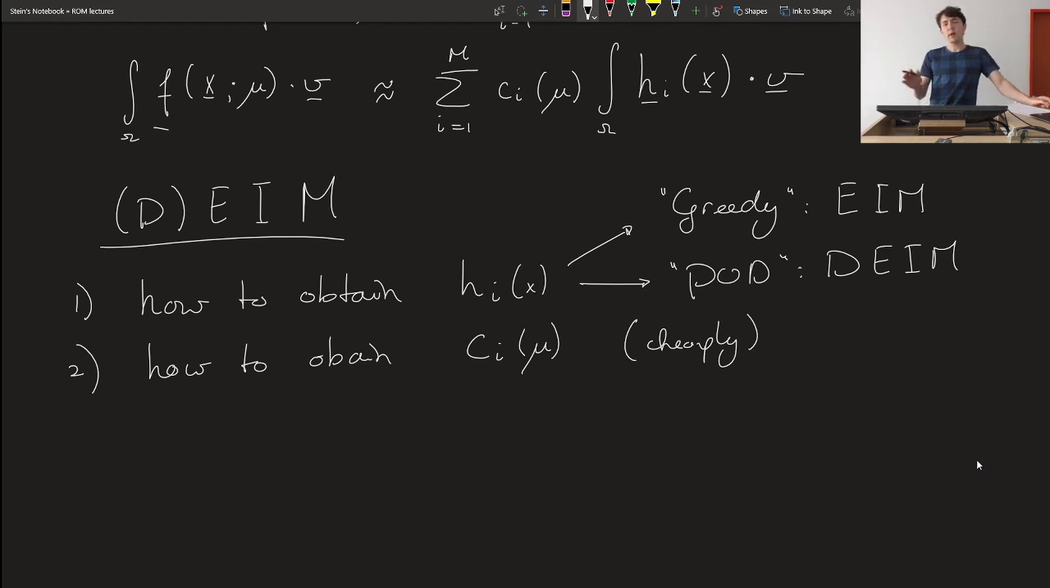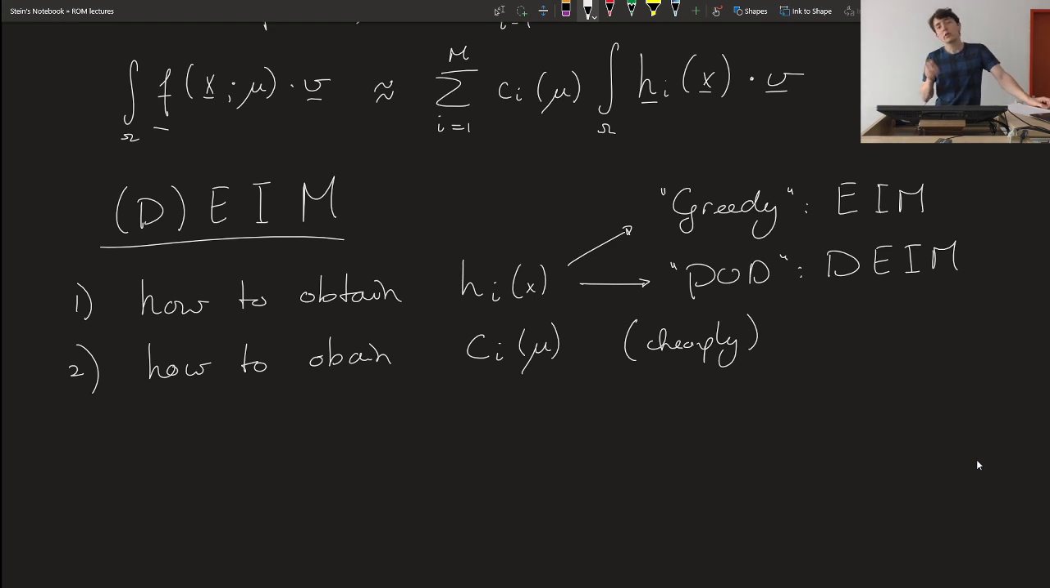So I'm first going to assume that by some approach we obtained our functions h. Now how do we obtain a function c of mu? And as I said, our preference is not viable. Our preference will be to have a best approximation in that basis for our function f. But that's going to be too expensive, and that's not a process that we really want to do during our online phase.